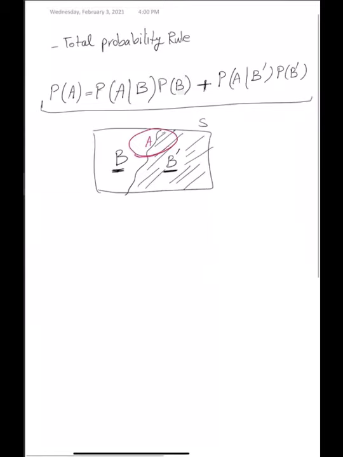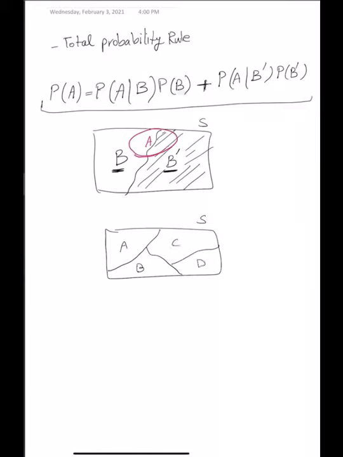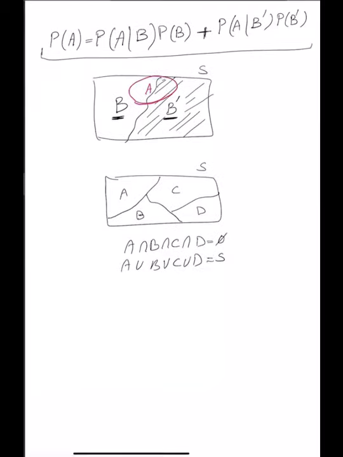And if I'm looking at scenarios when the sample space S has been divided for some reason into further parts, let's say parts A, B, C, D, what is their characteristic? What can I say about A, B, C, D? They partition the sample space S. Their intersection is empty, and their union is the sample space. So they partition the sample space.